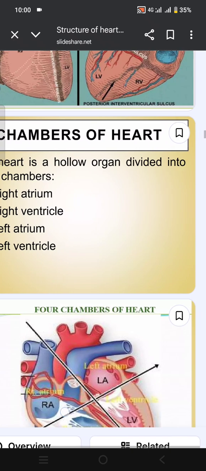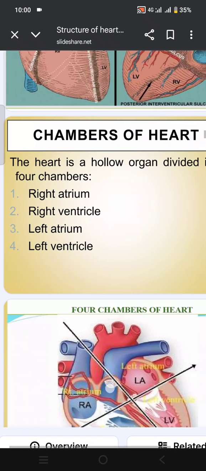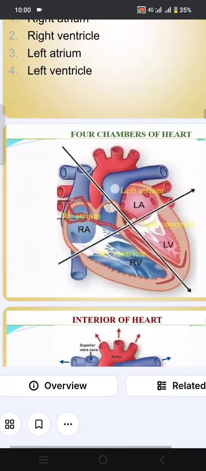The heart is a hollow organ divided into four chambers: right atrium, right ventricle, left atrium, left ventricle.